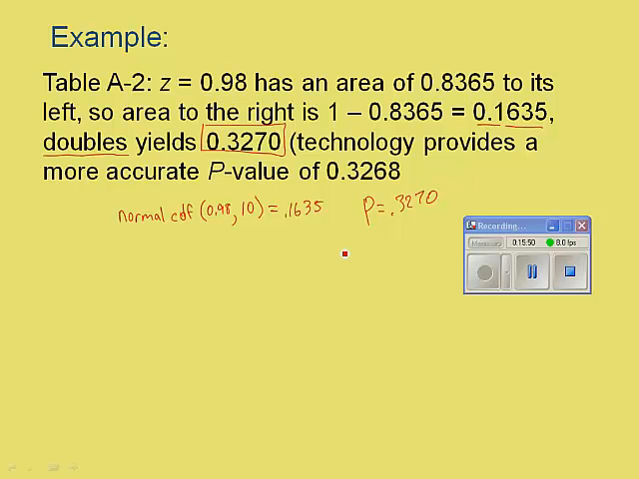It depends what you computed, but on the picture, see what I computed? When I say normal CDF of 0.98 to 10, what did I just figure out? I figured out this area, right? See that, Jesse? So that's why I doubled it, because it's two-tailed. I only did one tail on my calculator.